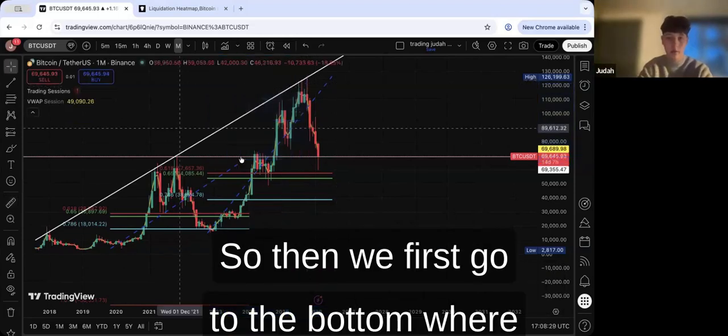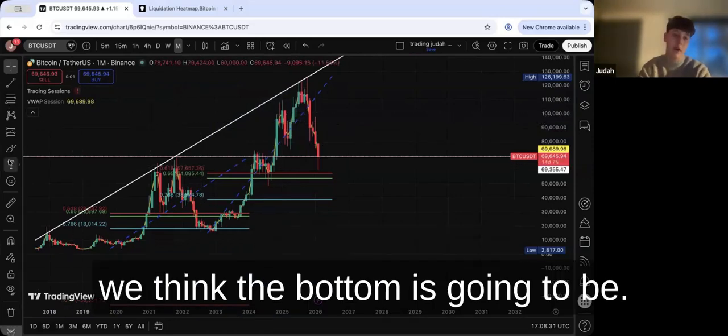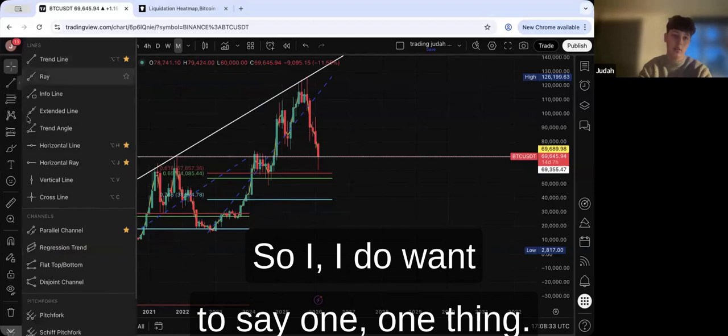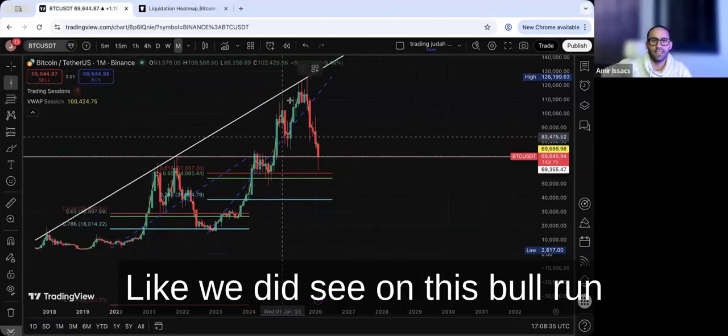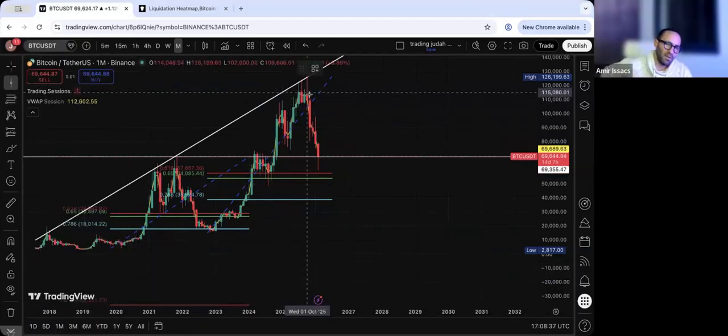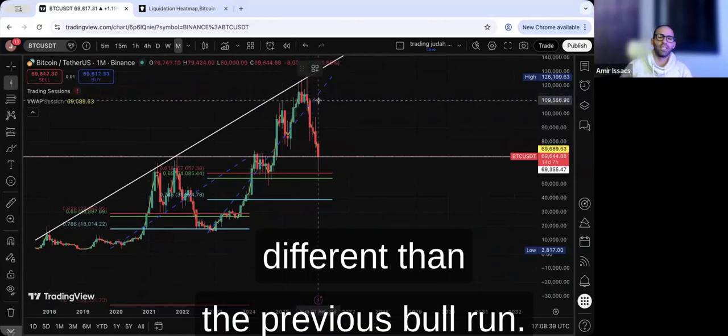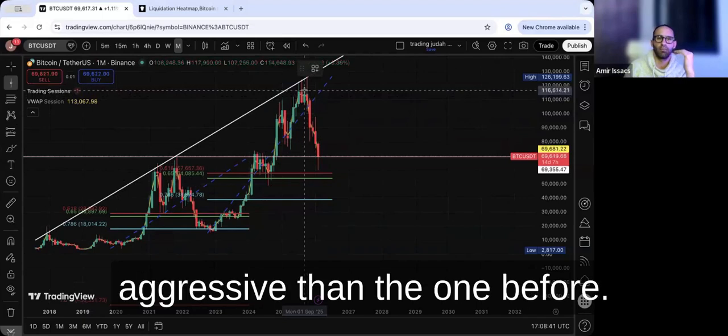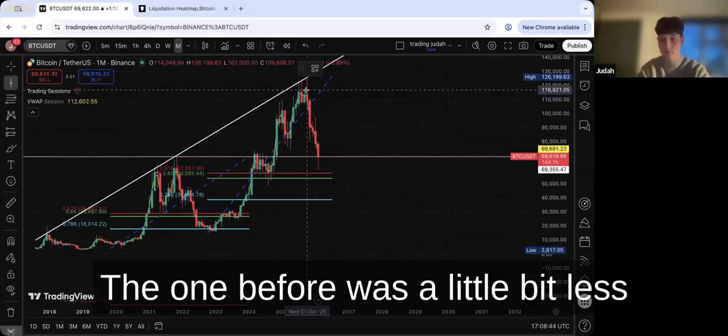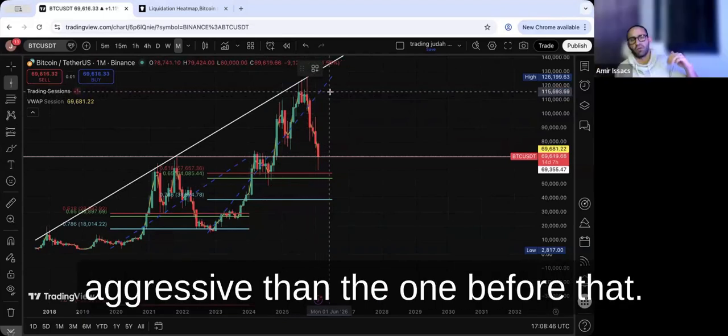So then we first go to the bottom, where we think the bottom is going to be. I do want to say one thing. We did see on this bull run, different than the previous bull run, that it was a little bit less aggressive than the one before. And the one before was a little bit less aggressive than the one before that.